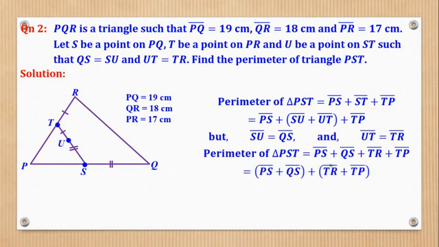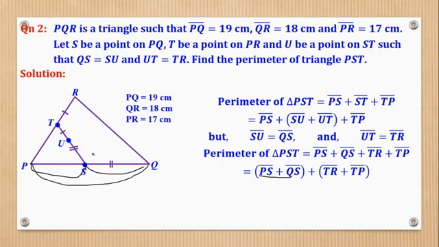Okay. Then we are going to do something. We are going to group these two. Do you know why? Let us see where they are. PS from here to here. Then QS from here to here. Meaning when you add the two, you'll get PQ.